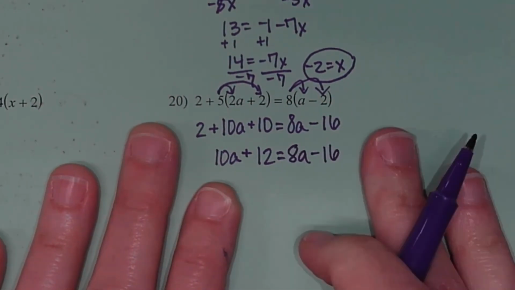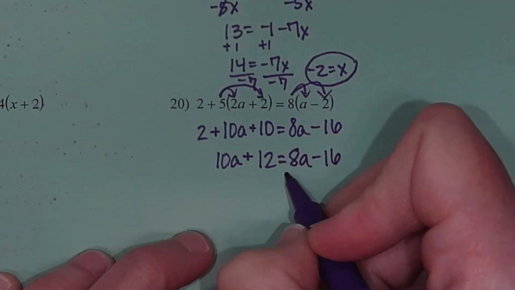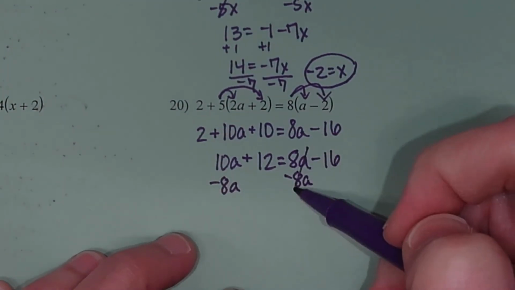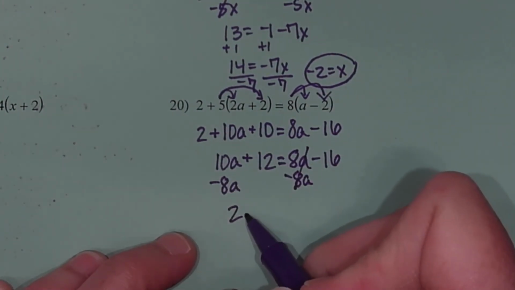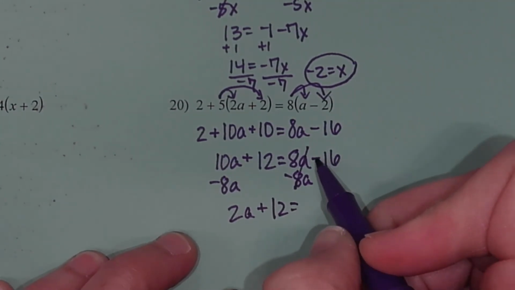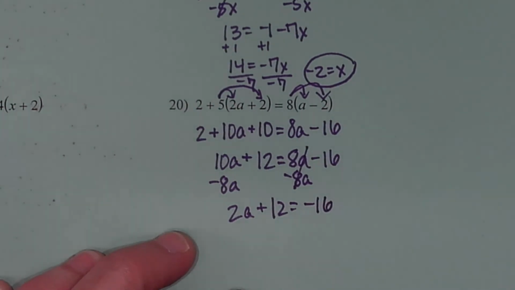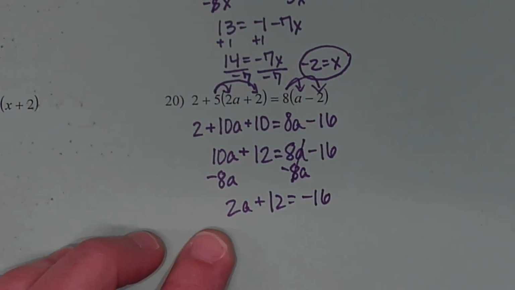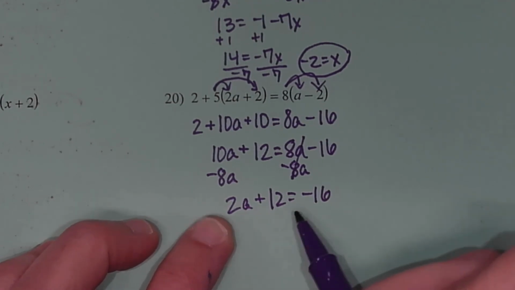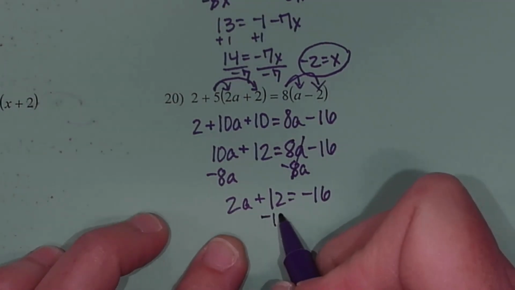Okay, we got variables on both sides. I'm going to choose to get rid of the 8a first. If you'd rather get rid of the 10a, then do it. Totally fine. 10 minus 8 gives me 2a plus 12 still. And over here, we have negative 16 left. Don't forget that negative sign. Okay, now you have your regular two-step equation. Save the number with the variable for last. Get rid of the 12 first by subtracting it.